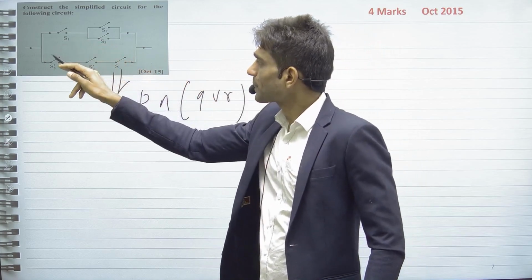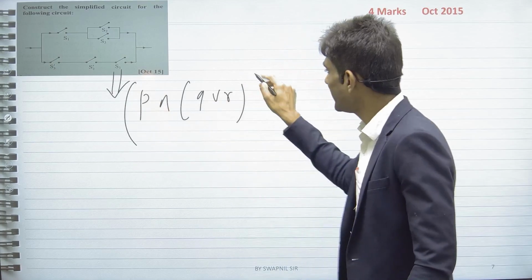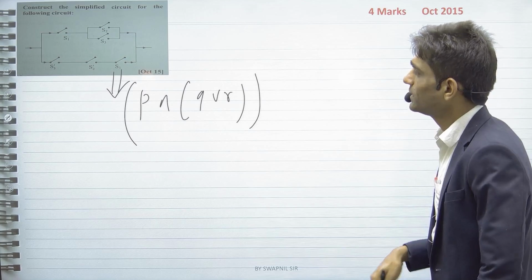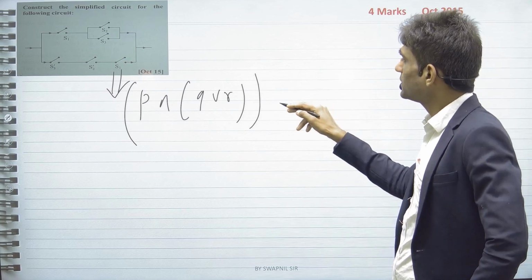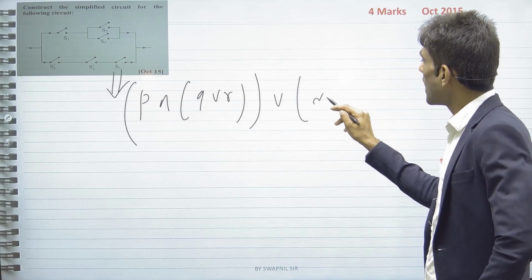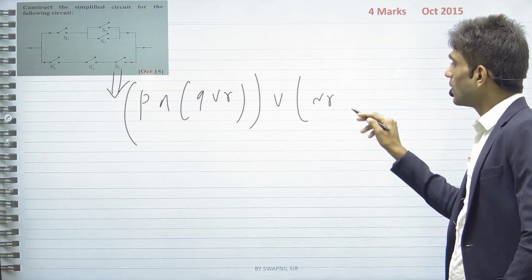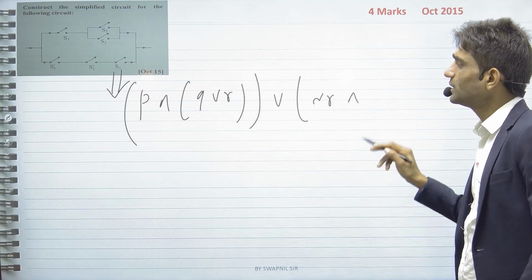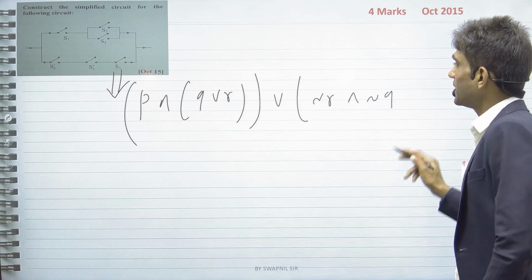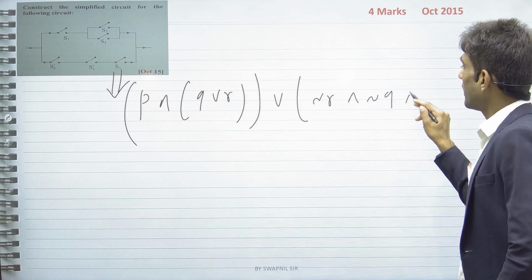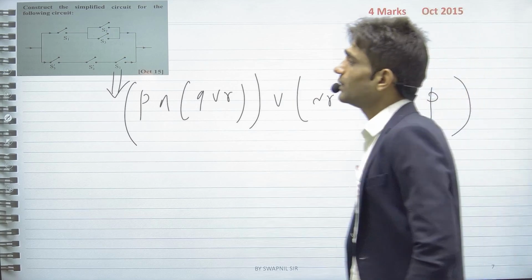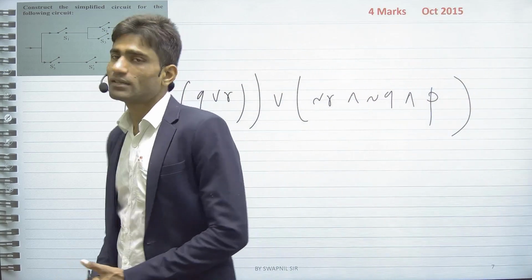After that we have again a parallel connection between the statement and S3 dash, S2 dash and S1. It is a parallel connection, so it goes as OR. S3 dash represents the negation of R. Between these we have AND. S2 dash represents the negation of Q, and S1 is P. This is the symbolic form of our logical circuit.